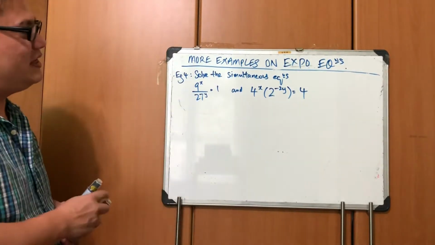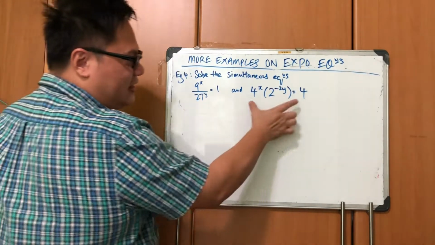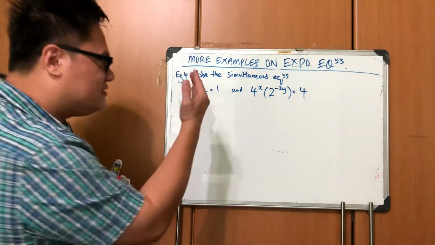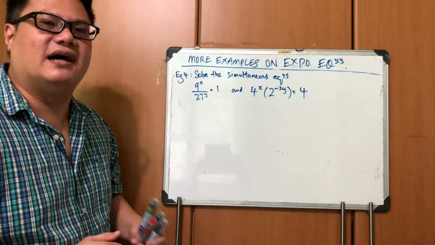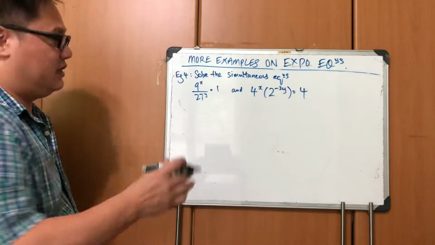Okay, so over here, let's solve the simultaneous equations. There's equation 1 here, equation 2. How do we solve them? How do we find the value of x and y that can satisfy both equations simultaneously, concurrently? How do we do that? Okay, so let's try. Not difficult, let's try.